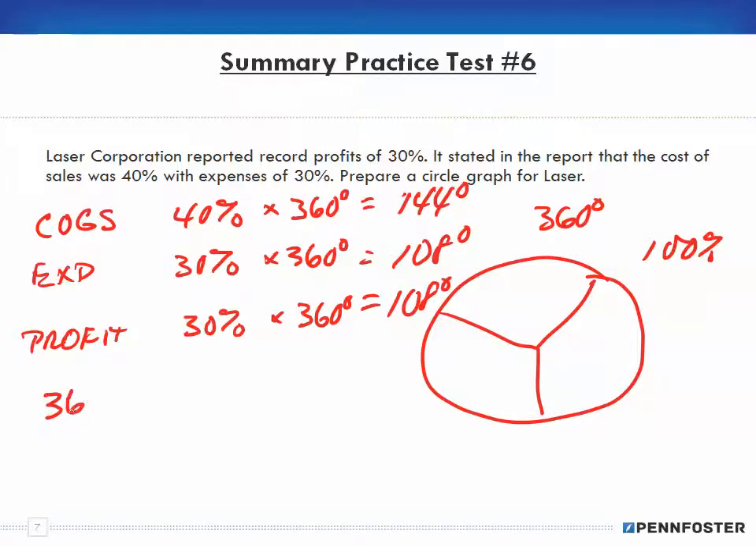Or I could have taken the 360 degrees, subtracted the 144, which gave me 216. And since they're both equal at 30%, I could have just divided by 2 and still come up with 108 degrees. But that's a little bit more difficult way of doing it. I could have just done one calculation and come up with 108. So this one is 108 degrees for expenses, and it's up to you to decide where you're going to put them. My profit is 108 degrees, and my cost of goods sold is going to be 144 degrees.